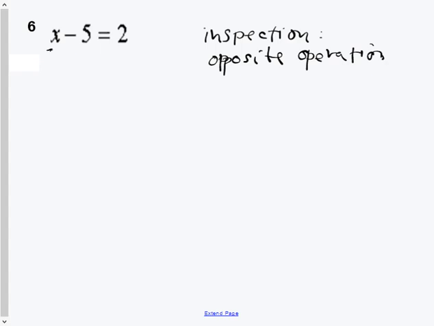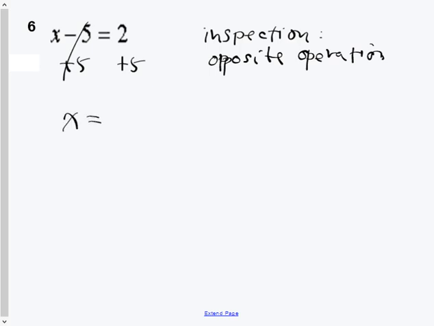I want to get x to be by itself. So I have to get rid of everything that's with it. And on this side, what's with it is this minus 5. So I want to get rid of that. So I want to do the opposite of minus 5, which is, of course, adding 5. And I want to do it to both sides of the equation. So I'm going to add 5.